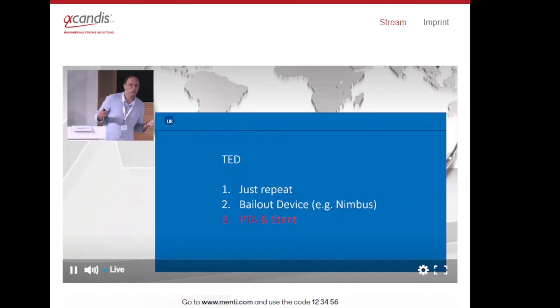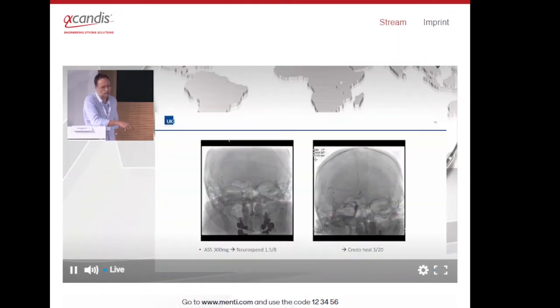Yes, so what we did actually was PTA and stent. I have to disclose that at that time we didn't have the Nimbus on the shelf. The study was over and we didn't have it in our normal consignation stock, so we didn't have any other possibility. So we didn't want to repeat. And this is what the colleague did: first PTA with the smallest Neuroslider, first given aspirin, and then putting in the Credo Heal.